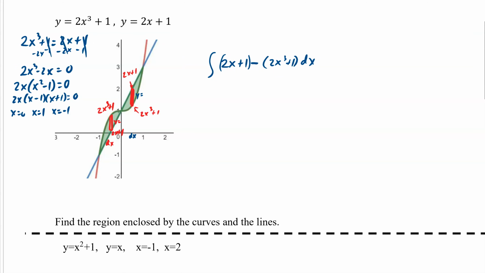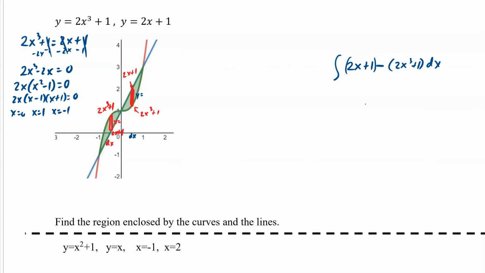So for the one that we did here, I'm going to move it over so that we can go from left to right. So this one goes from 0 to 1. Starts here, ends here. The other one goes from -1 to 0. So our x value is -1 to 0. And now our top function is 2x cubed plus 1 minus 2x plus 1 dx. And then we just add them together.